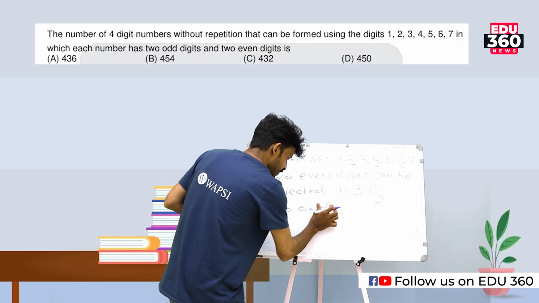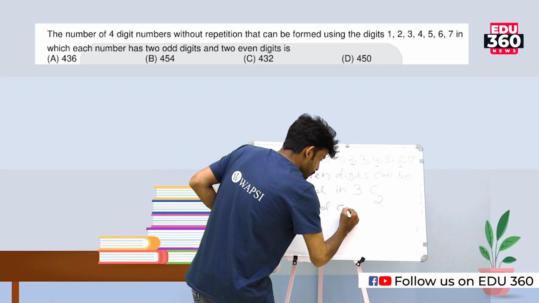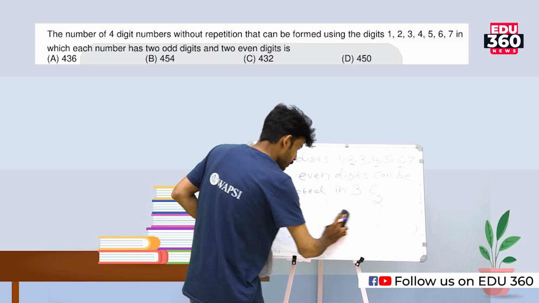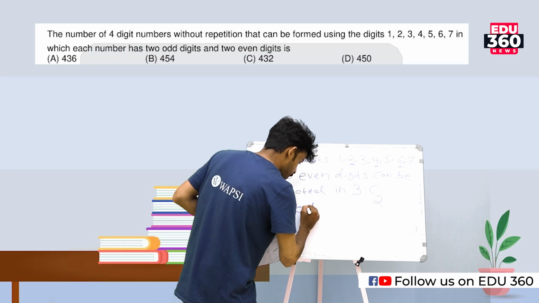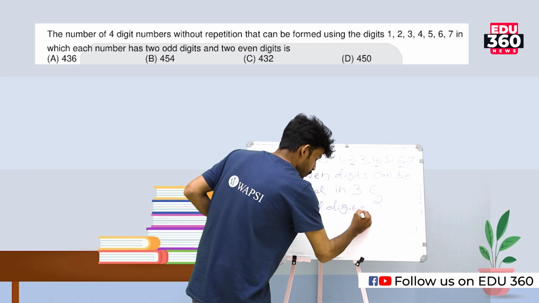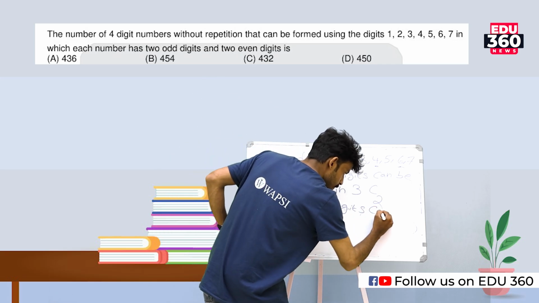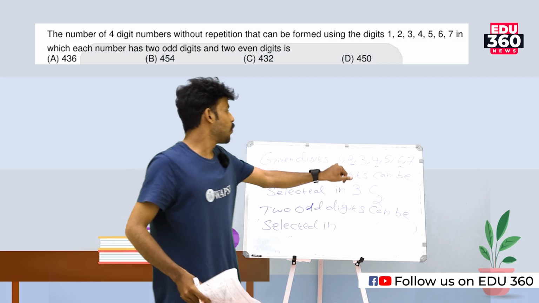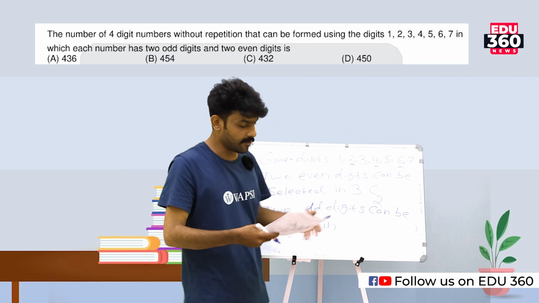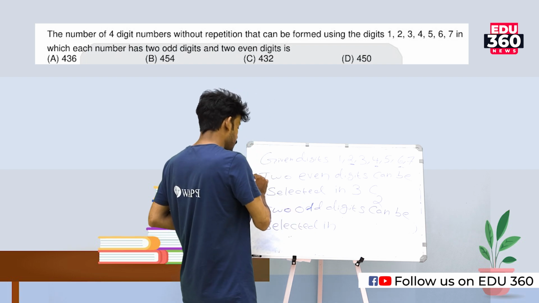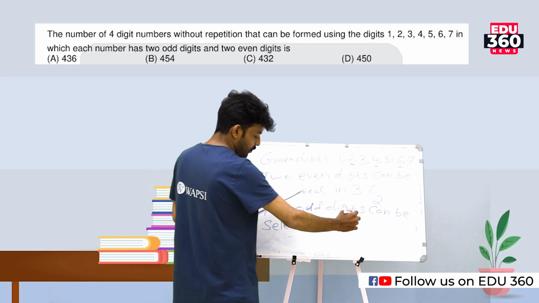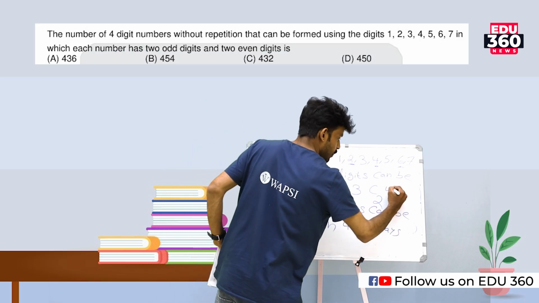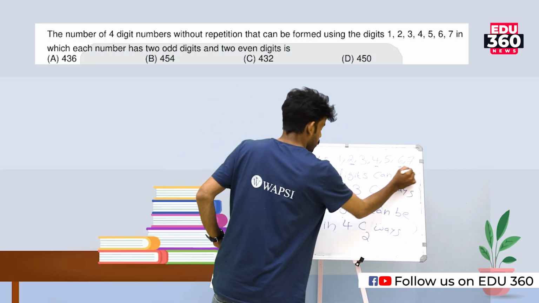Two odd digits can be selected in how many ways? There are 4 odd digits, 1, 3, 5, 7. So 2 odd digits can be selected in 4C2 ways. And the 2 even digits in 3C2 ways.